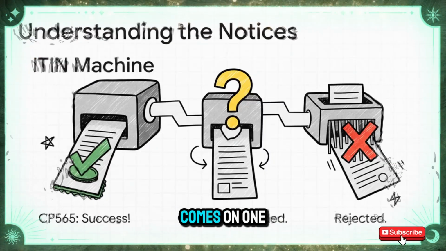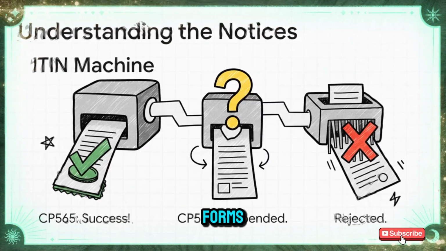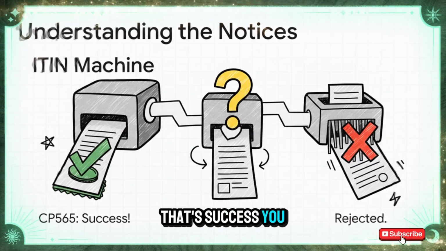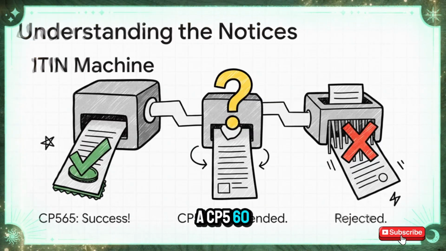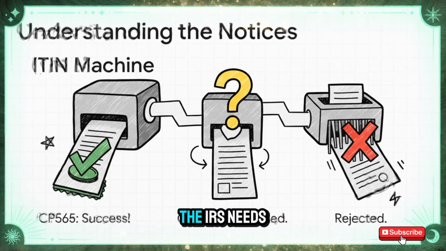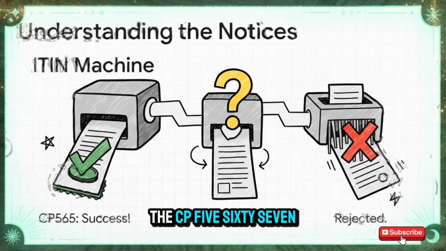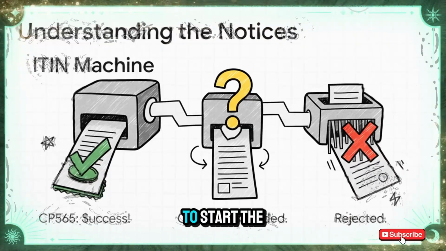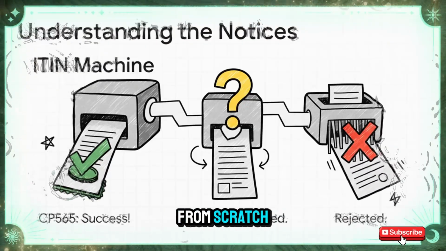And the answer you get comes on one of 3 official forms. The CP-565 is the one you want. That's a success, you got your ITIN. A CP-566 is like hitting pause. The IRS needs more info. But the CP-567, that's a hard no. You've been rejected, and you have to start the whole thing over from scratch.